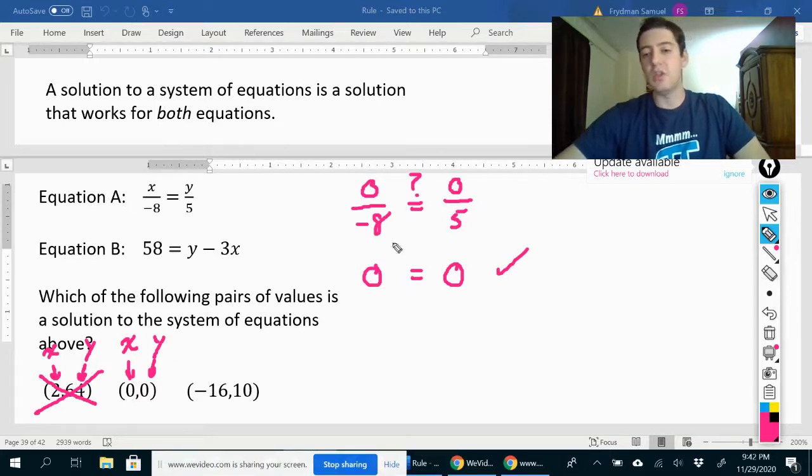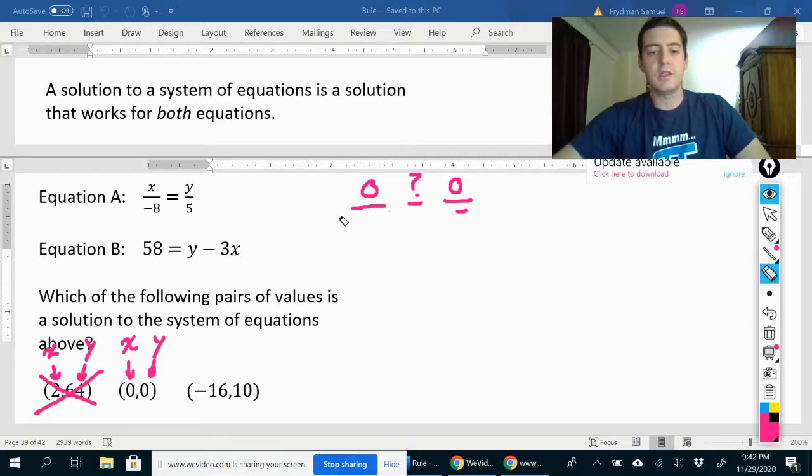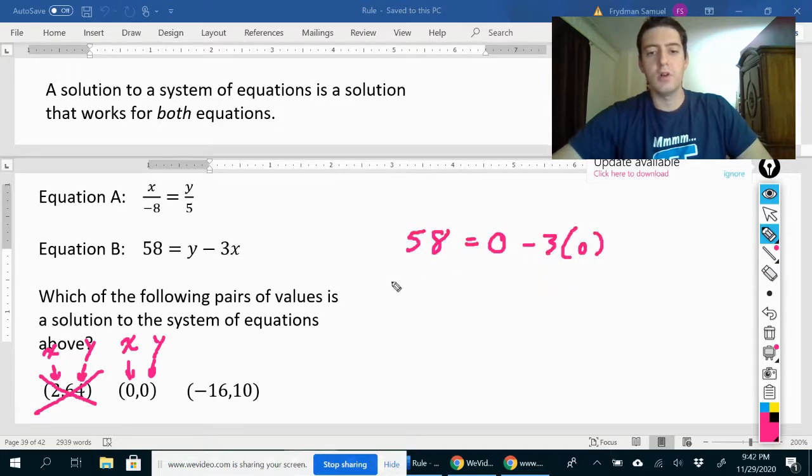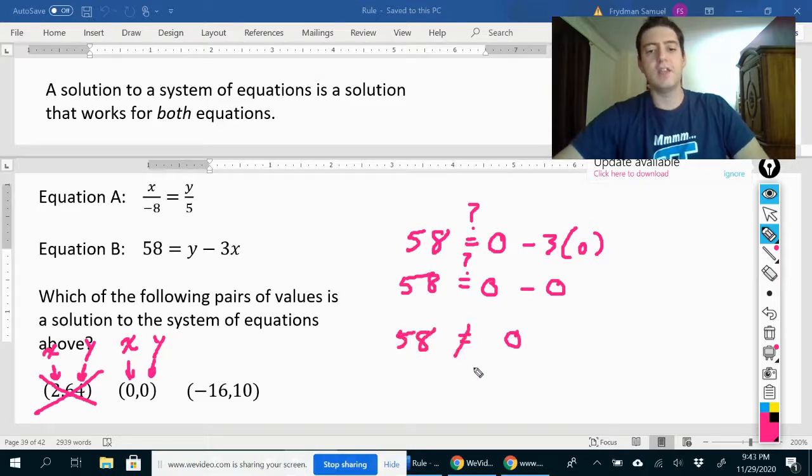Is it a solution to equation B? Let's find out. If we plug 0 in for x and 0 in for y, then we'll get 58 equals 0 minus 3 times 0. Are these equal to each other? I'll put a question mark there. 0 minus 3 times 0 is 0, so I get 0 minus 0 over here, which is also 0. And on the other side, I have 58. 58 is not equal to 0. So this is also not a solution to this system of equations. It's a solution to equation A, but not equation B, so it's not a solution to the system.